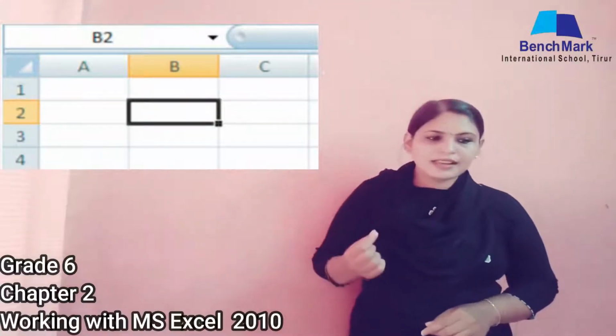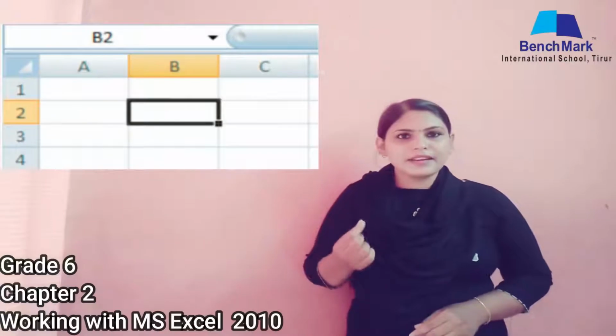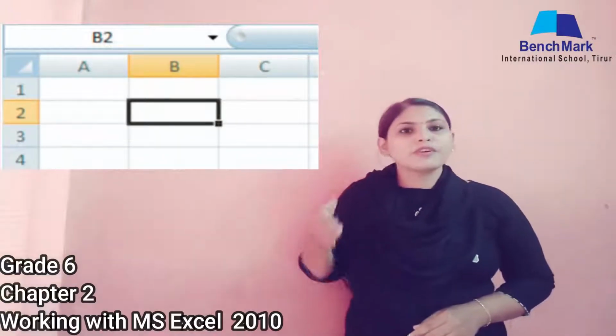So each cell in the worksheet is identified by the combination of row header and column header. And each cell can hold only one piece of data at a time. Is it clear? Next, we will discuss how to set the width of a column and height of a row.